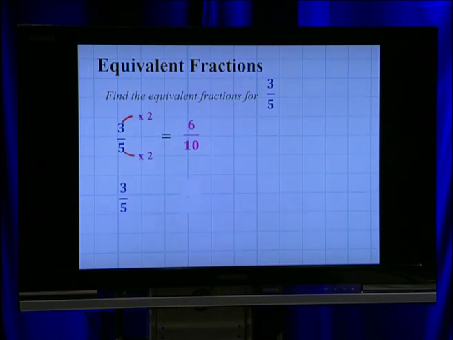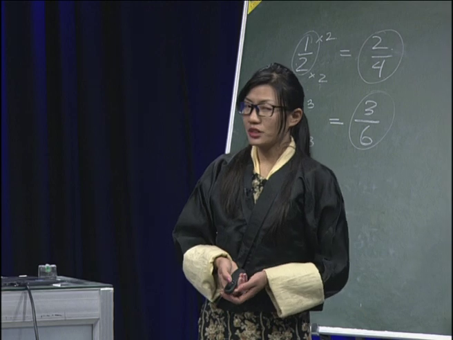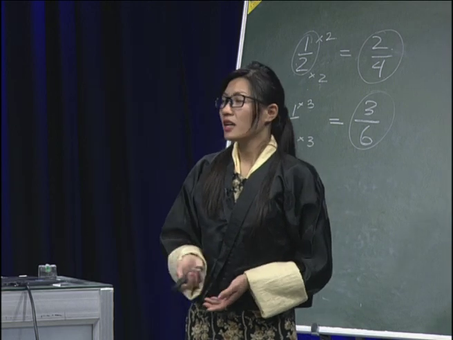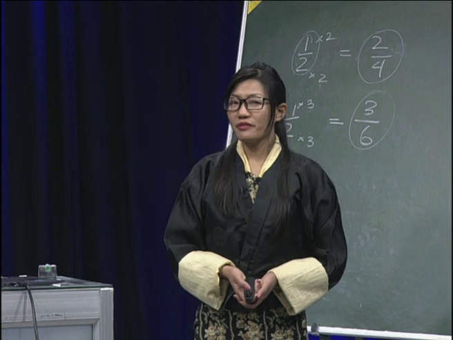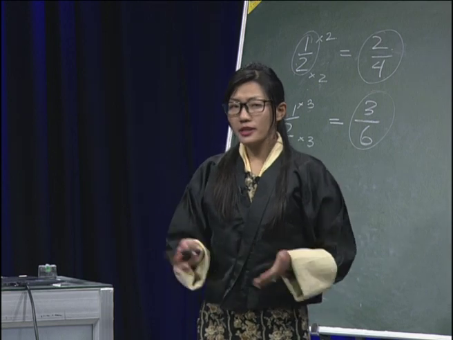One more equivalent fraction for that. We take the numerator and the denominator, and this time let's multiply it by 3. So we get 3 times 3, 9, and 5 times 3, 15. 9/15. So 3/5, 6/10, and 9/15, they are all equal. They are equivalent fractions. I hope you clearly understood the lesson on equivalent fractions. Now let us move on to adding fractions with same denominator. This is the easier part.